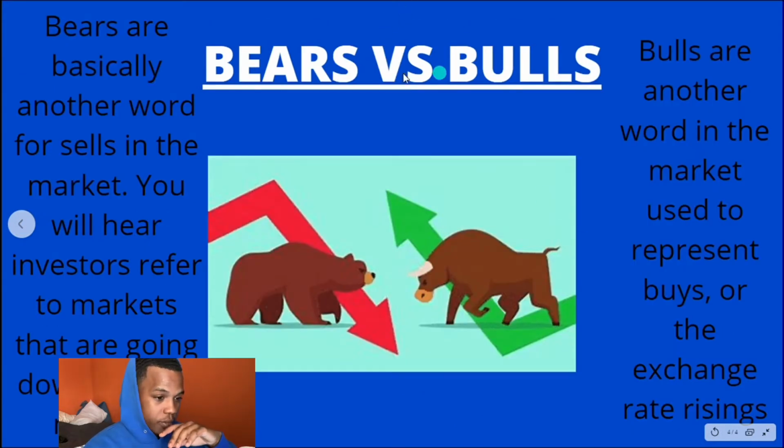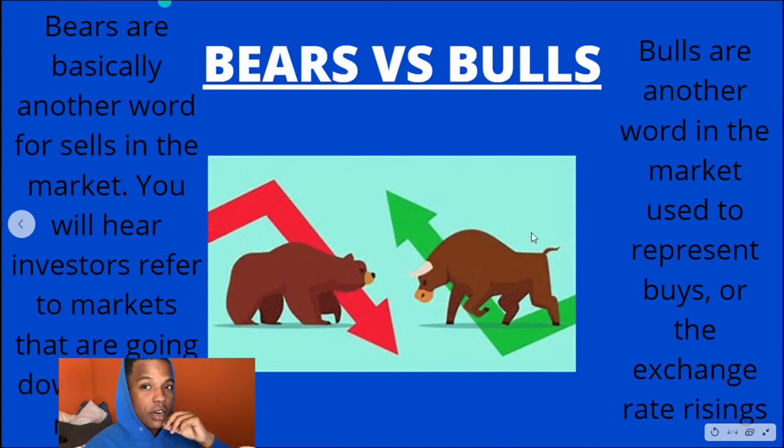So, bears versus bulls. When you're looking at stocks, you'll probably see people talking a lot about bears and bulls, and you wonder what they're talking about. Bears are basically another word for sales in the market. You will hear investors say a down market, a market that's dropping, is a bearish market. That's just the terminology, the slang for it. You'll see a bearish market whenever sales happen.